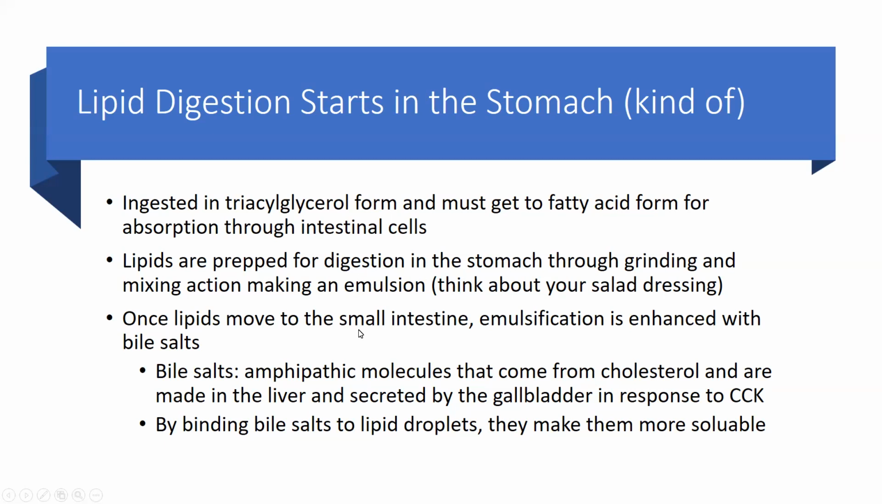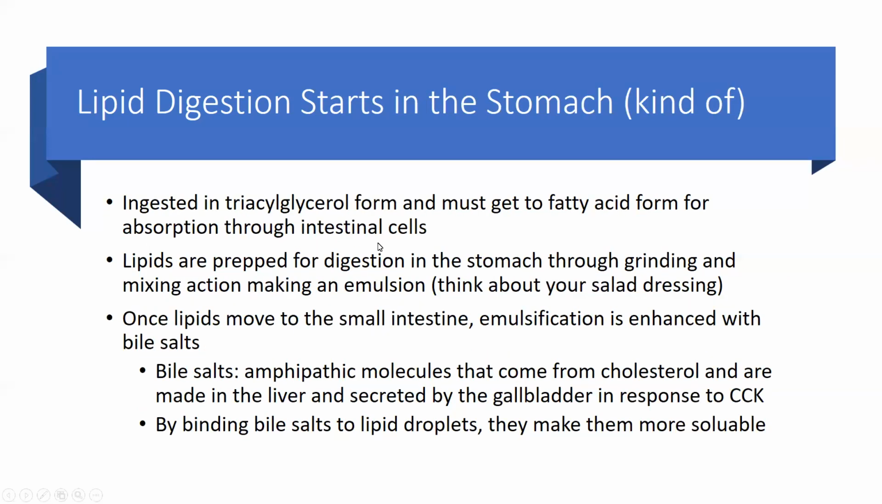Once the lipids move to your small intestine, bile salts help with that emulsification. This is where the gallbladder and bile come into play, and it has a really big job. Bile salts are formed from cholesterol made in the liver, secreted by the gallbladder when cholecystokinin, CCK, is present. So that hormone also affects the gallbladder secretion of bile. Hormones are super important. Bile salts bind to lipid droplets, and once those bile salts are bound, it essentially makes the bonds weaker, so they're more likely to be able to be broken.